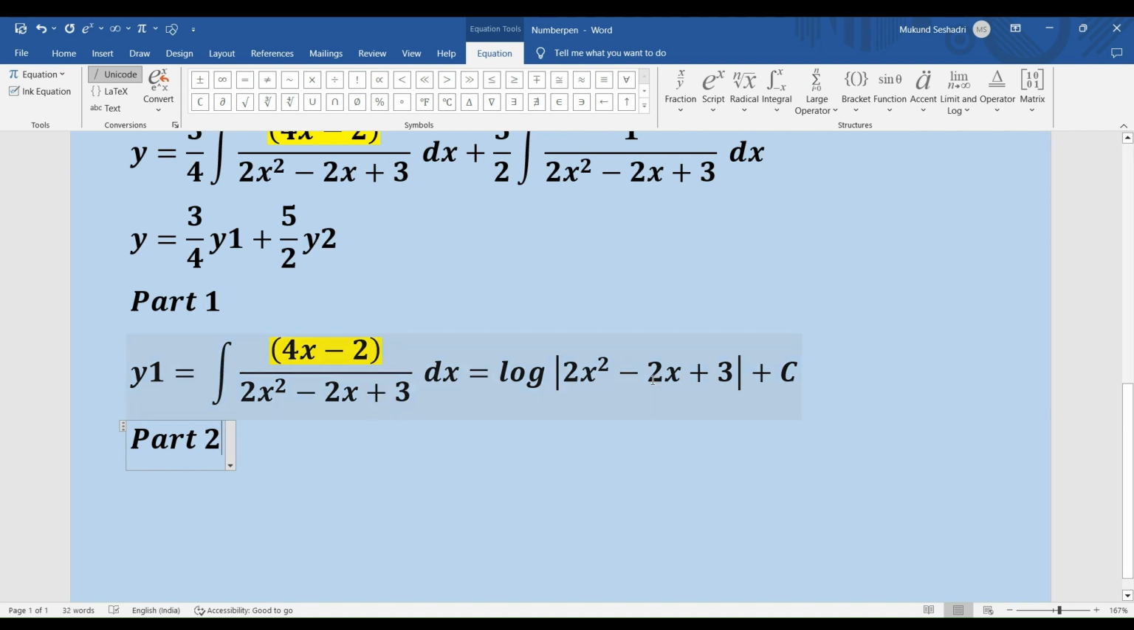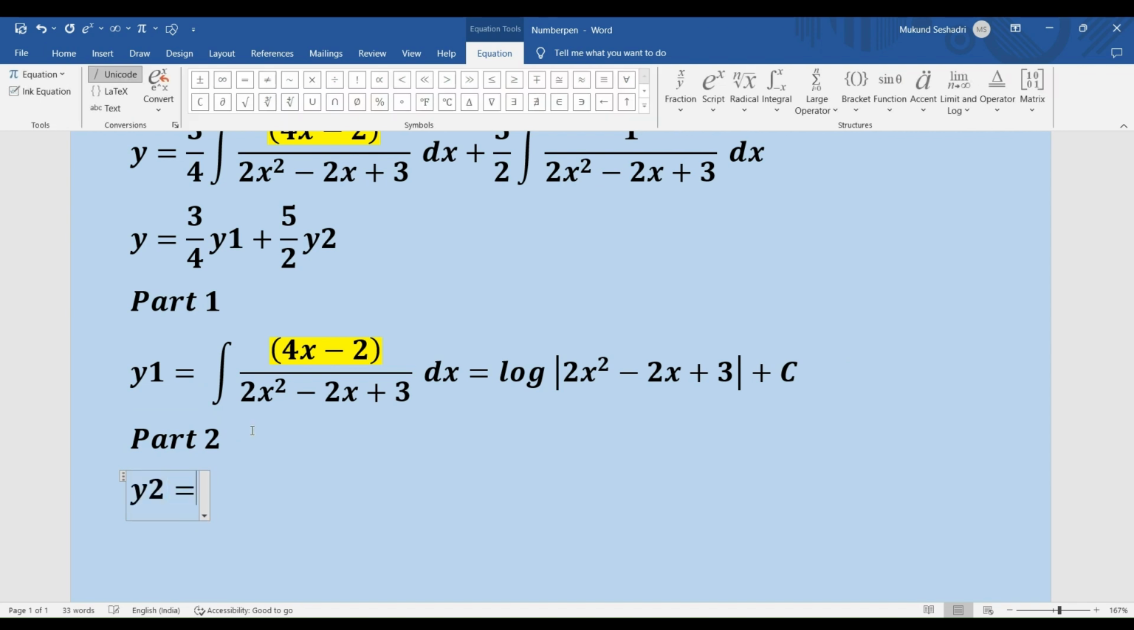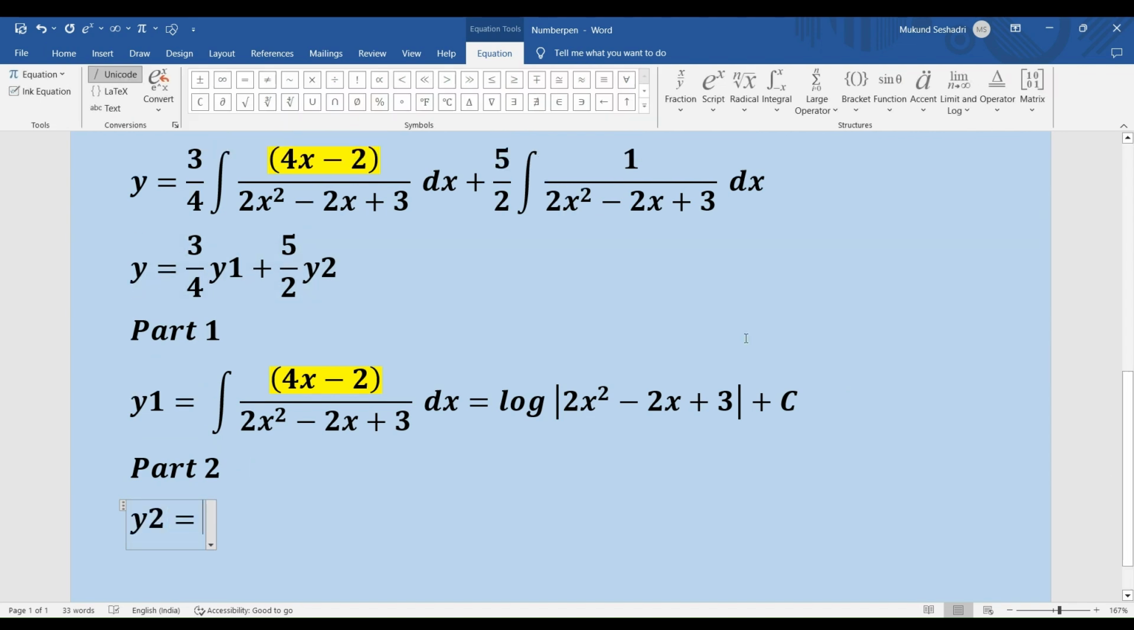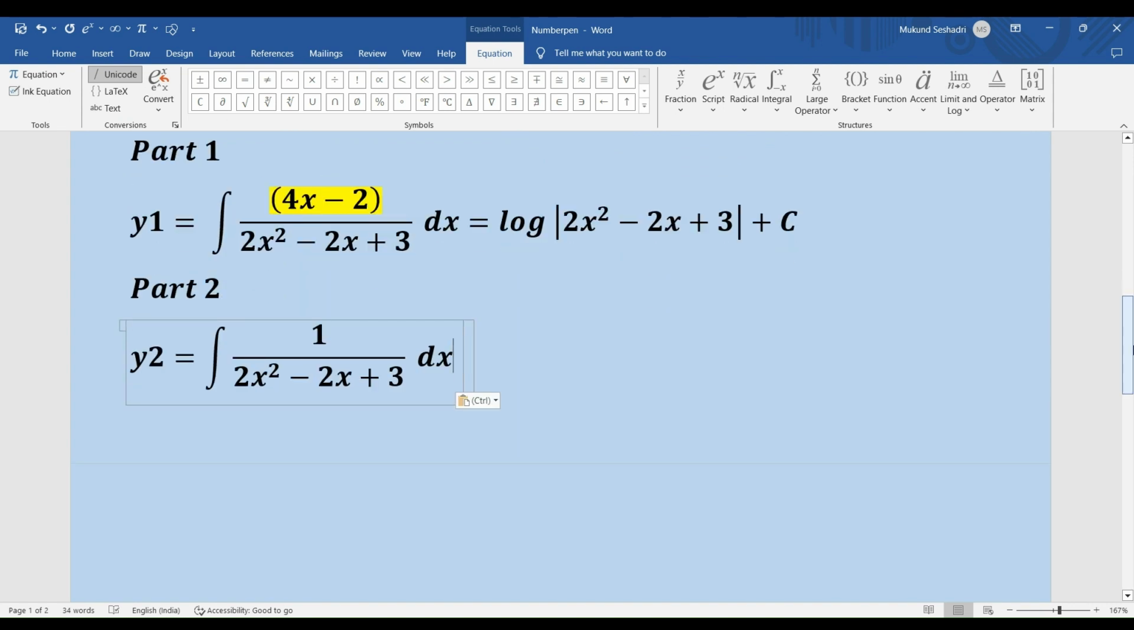Right now, let me go to part 2, and my part 2 has got a bit of work, but it's not very new to us. We've solved similar problems in the past. So let me write down my y2, which is my part 2. My y2 is nothing but integral of dx by 2x square minus 2x plus 3, right? So I have a plain quadratic expression in the denominator, right? And the way we go about solving these problems is express the quadratic expression in terms of x plus or minus a the whole square plus or minus b square, right? So that's what we're going to do.